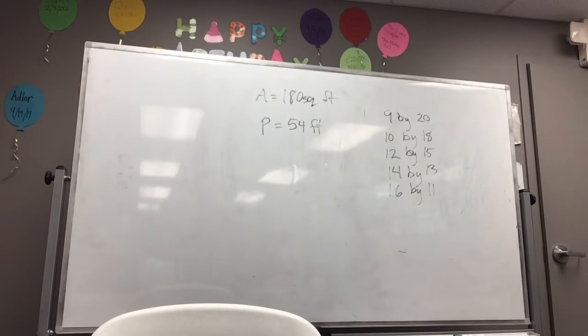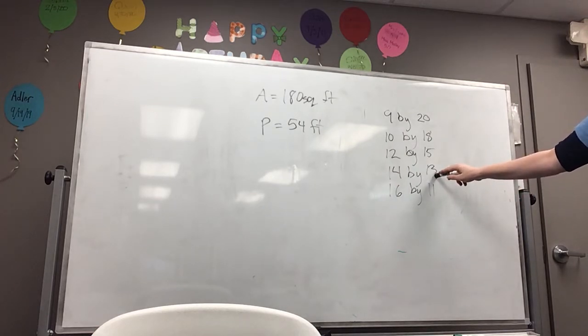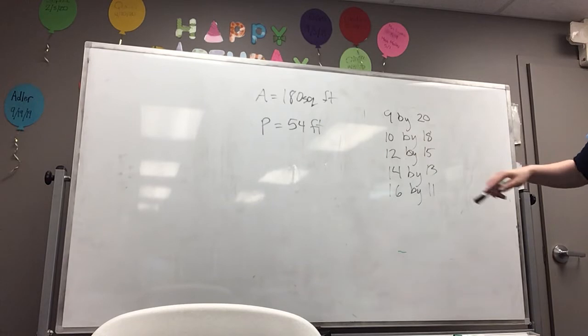Wait, for perimeter. No, perimeter. Sorry, I was thinking area. The one below, 12 by 15. The 14 by 13? Yeah, that one worked for perimeter too. And, but I think, yeah, and 16 by 11.